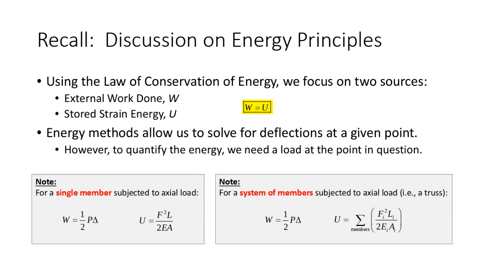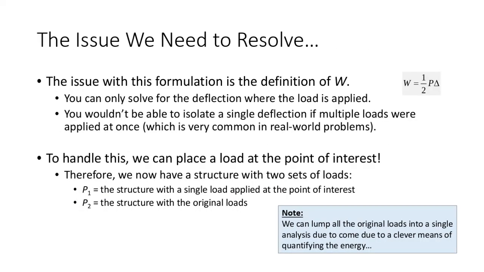That's good, great, grand, and wonderful, except there's a little bit of a problem, and that's with the definition of the work, the external work done. If I look at the external work done, the P delta over 2, I can only solve for the deflection where the load is applied. Like the work P delta over 2 is only where that load P is applied. So I can only find the deflection there if I use just these terms.